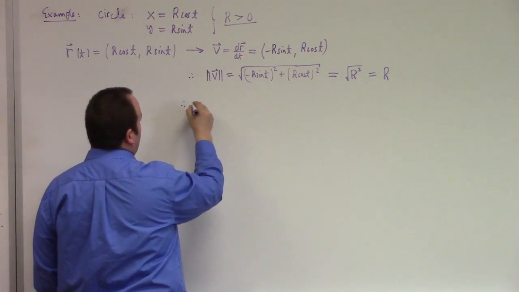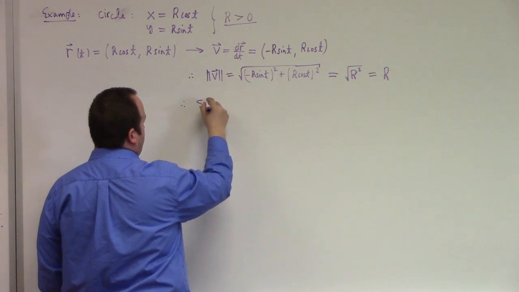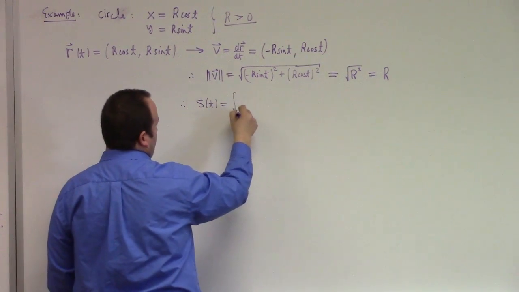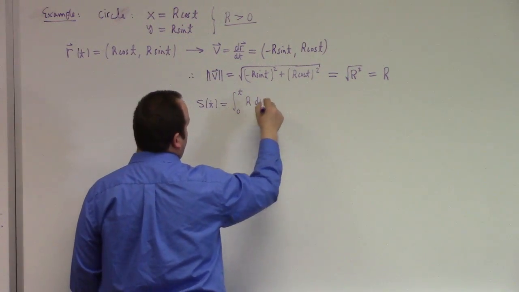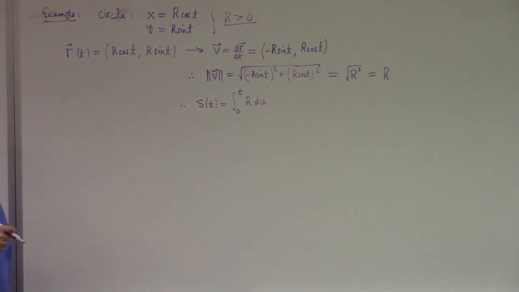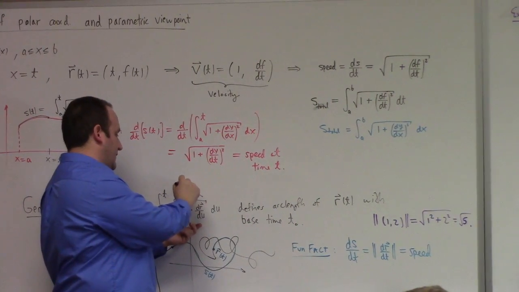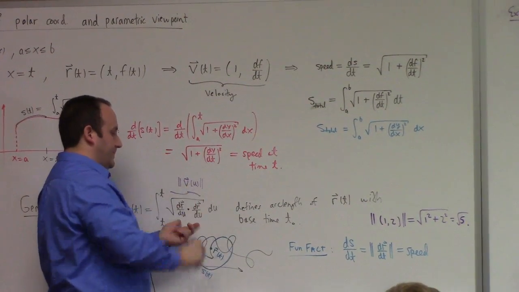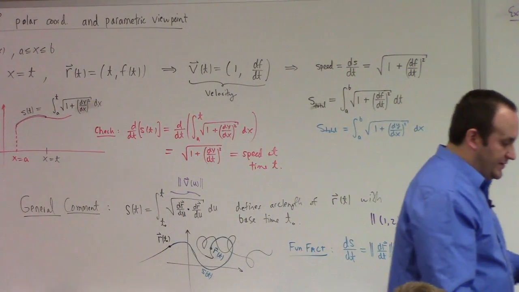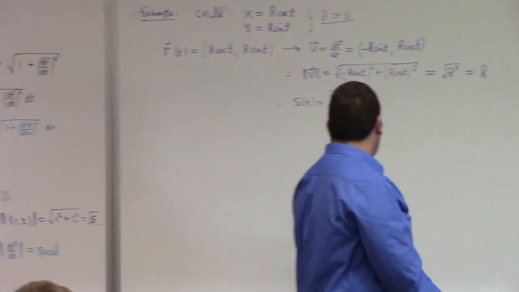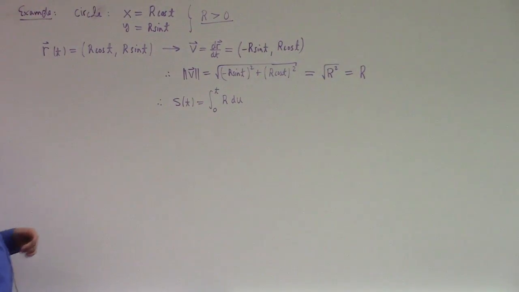So if we calculate the arc length as a function of time, say based at time 0 to time t, we would have to integrate r du, because the speed at time u is, by the way, nothing more than the length of the velocity at time u. That is the square root of dx du squared plus dy du squared. Anyway, so for the circle, what do we got?